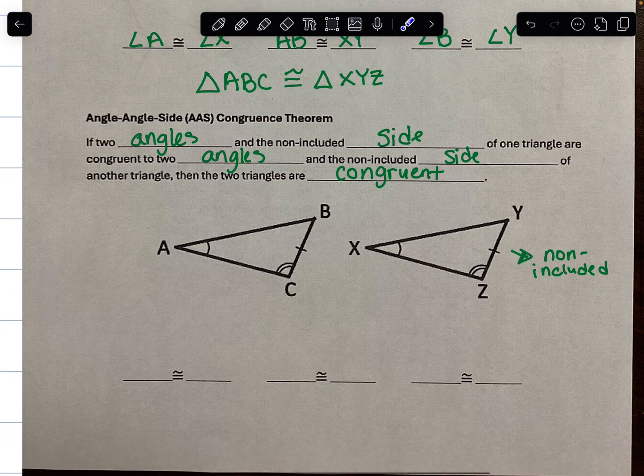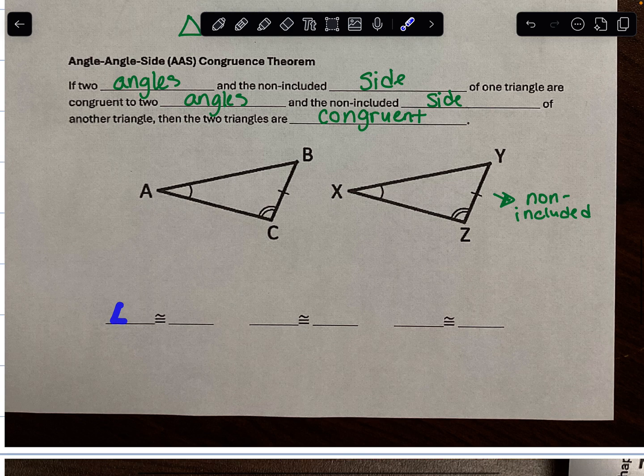So again, let's go in order of angle, angle, side. What's the first pair of angles we know are congruent here? So angle A is congruent to angle X. What's the second pair of angles? C is congruent to angle Z. And then the side that's congruent, side CB, congruent to side ZY. Do you need to start at point C, or could you start at point B? No, you could say BC and YZ. Remember, sides don't matter. You can put either point first.